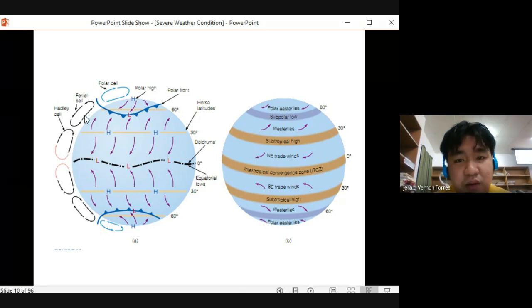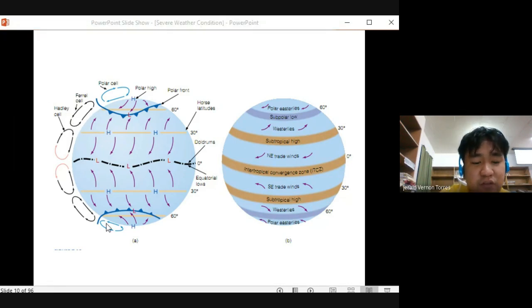Now, let's go to the Ferrel cell. So if you look at the Ferrel cell, this is our Ferrel cell. Here is the wind formed at its surface, its prevailing wind. The surface wind of your Ferrel cells, class, is what we call your westerlies. Why is it called westerlies? It is called westerlies because its point source is west, blowing to the east. That is why it's called westerlies.